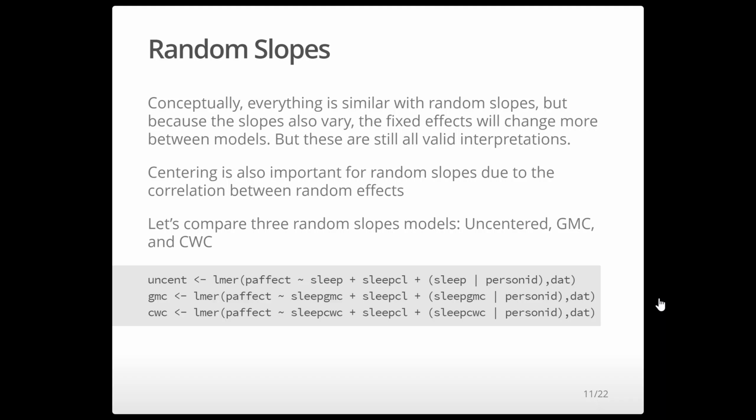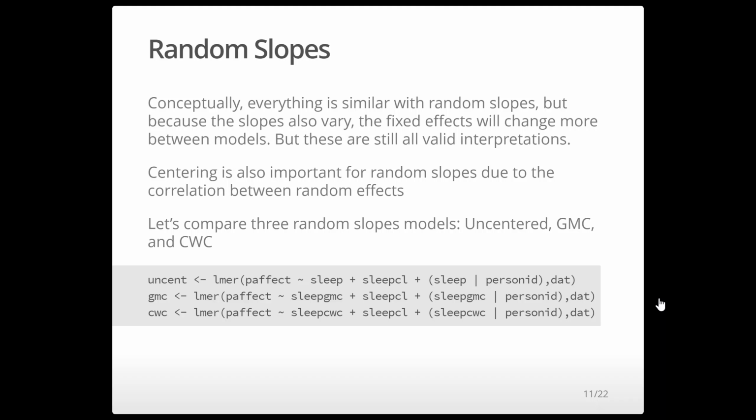Conceptually, everything is pretty similar when we have random slopes, but because the slopes also vary, the fixed effects will change a little bit more between models. So the reason I wanted to illustrate with random intercepts models is because those numbers stay exactly the same. They wouldn't stay exactly the same with random slopes models because things would change as a result of varying slopes. Centering is also important for random slopes, though, for another reason, and that's due to the correlation between random effects.